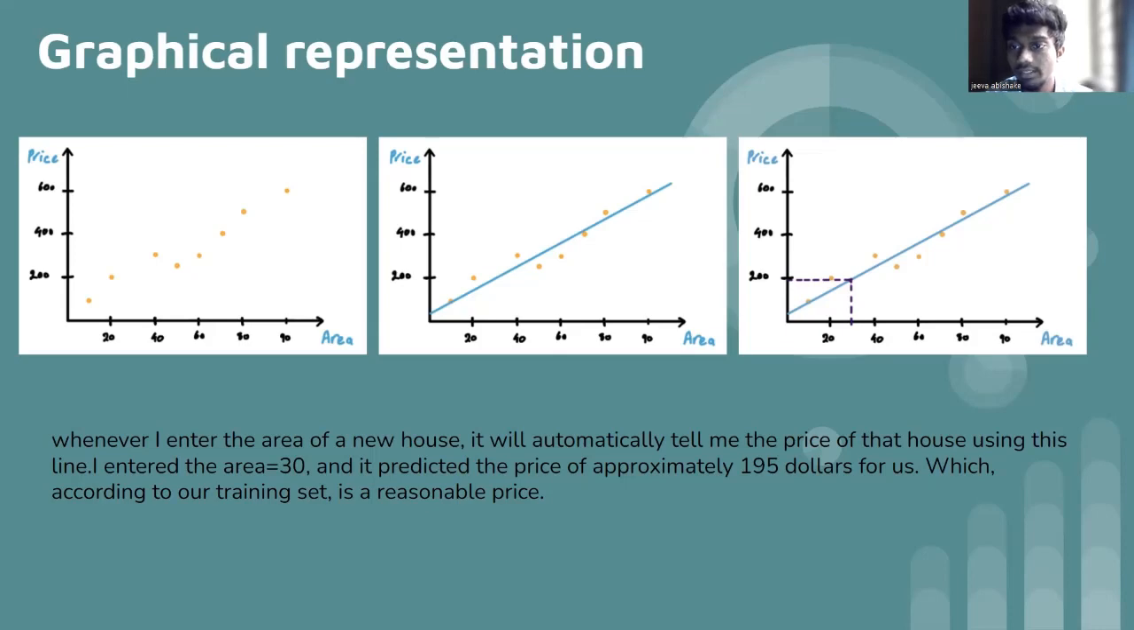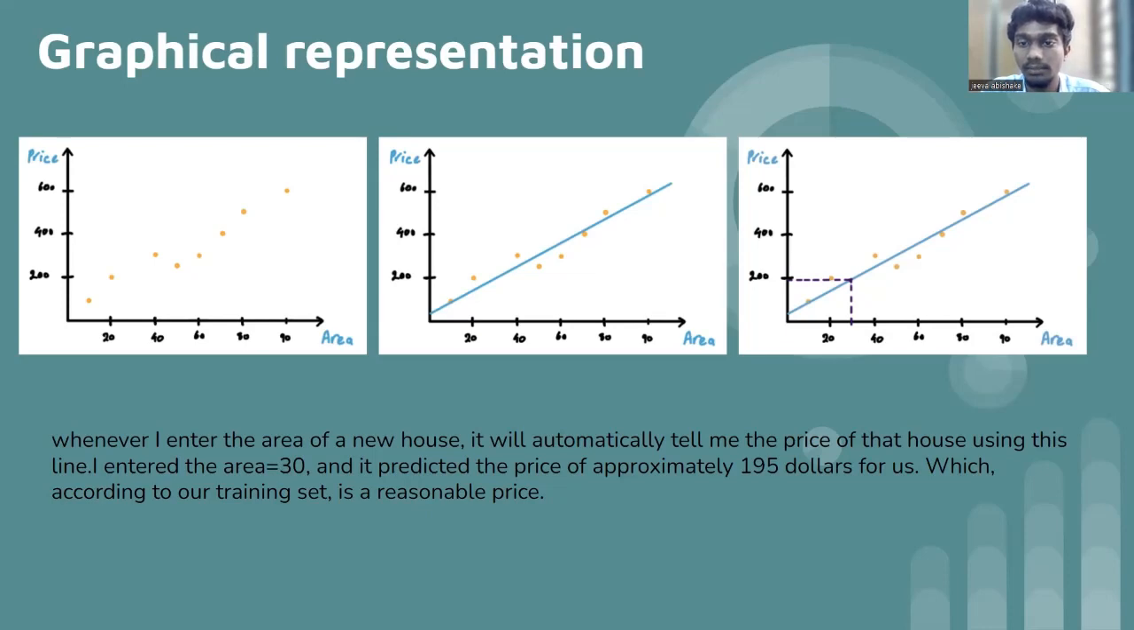What we do is fit a line to our data set in such a way that it minimizes the distance from each point. One prediction would be above the blue line or below the blue line. Note that I have tried to draw the line in such a way that it is as close as possible to all the points. So we have to choose a line that fits our data perfectly. Whenever I enter the area of a new house, it will automatically tell the price of the house using this line. I entered area equal to 30.